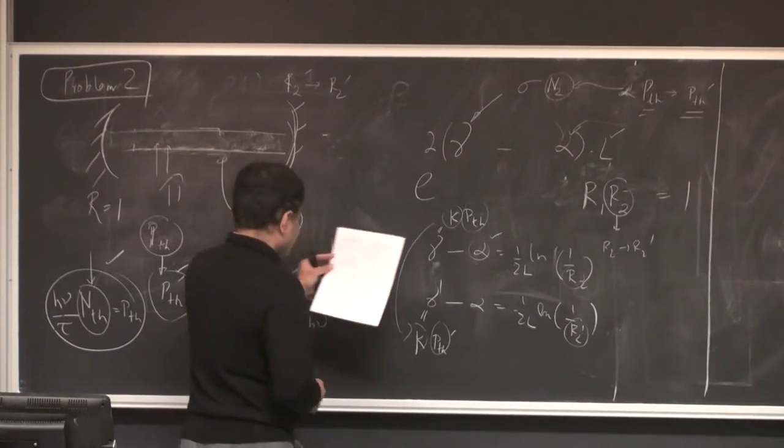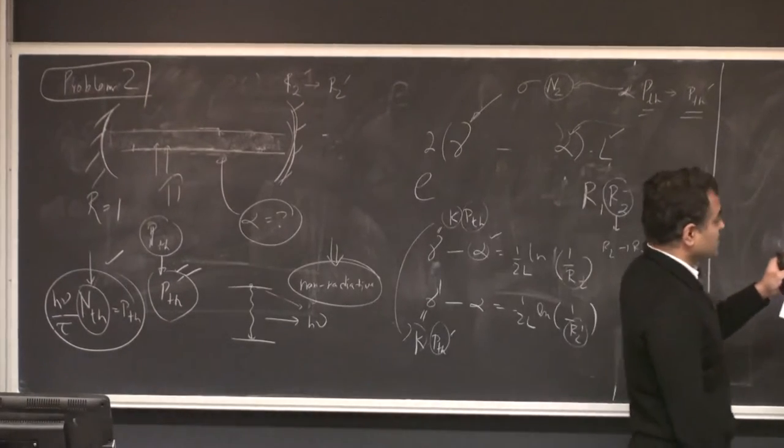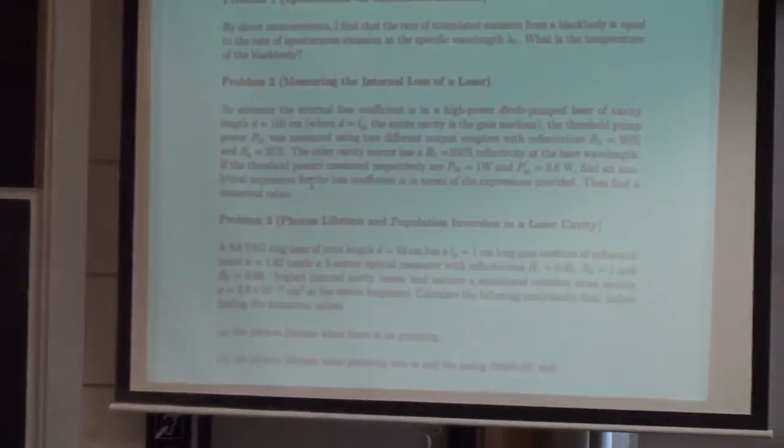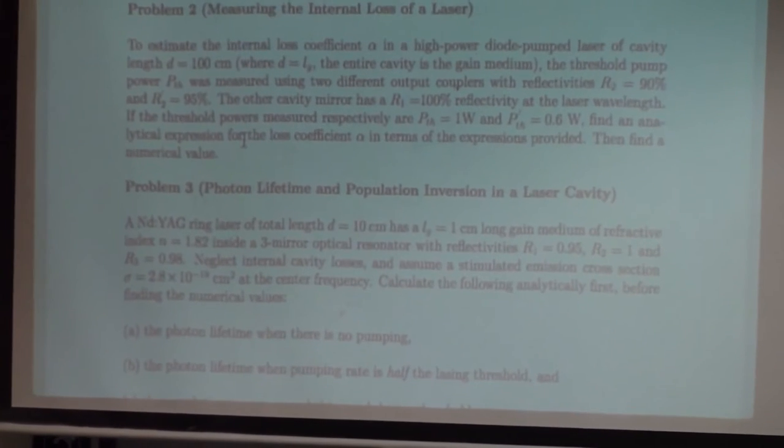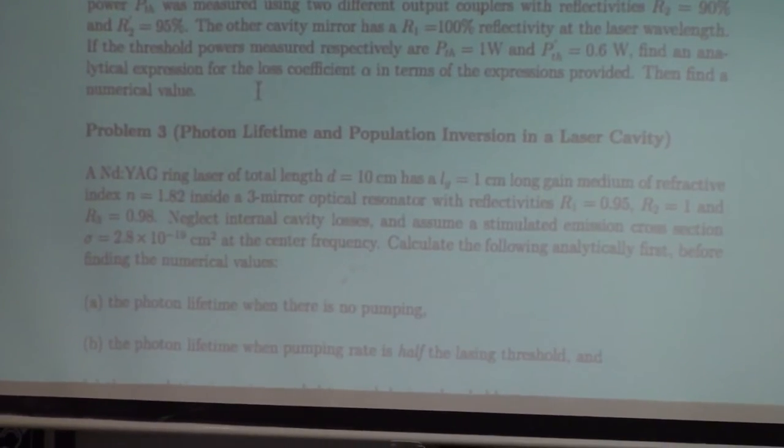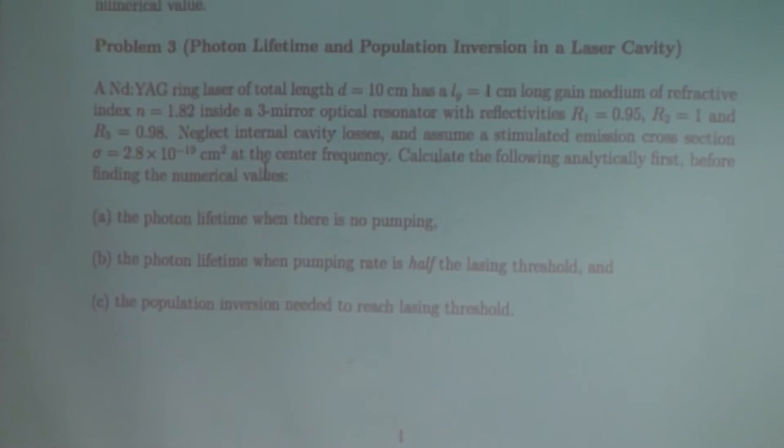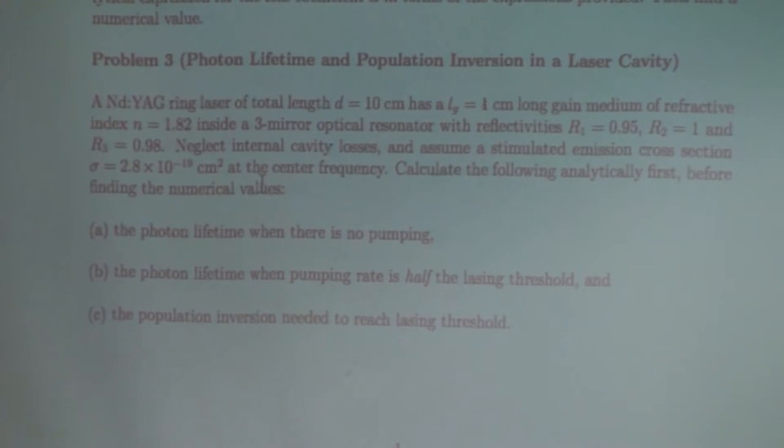Okay, so the last question, question three, was measuring the photon lifetime and population inversion. Let's see, what was that question? So it had a ring laser cavity.